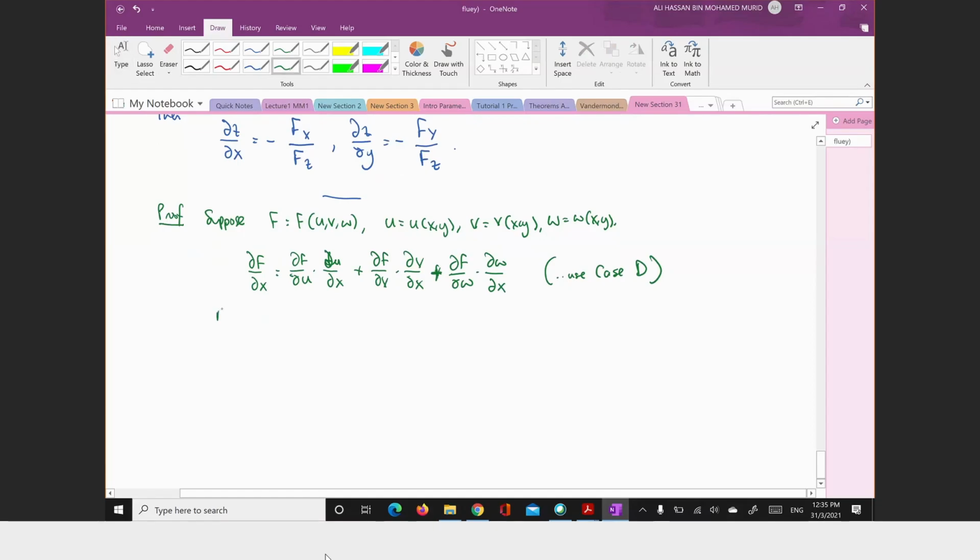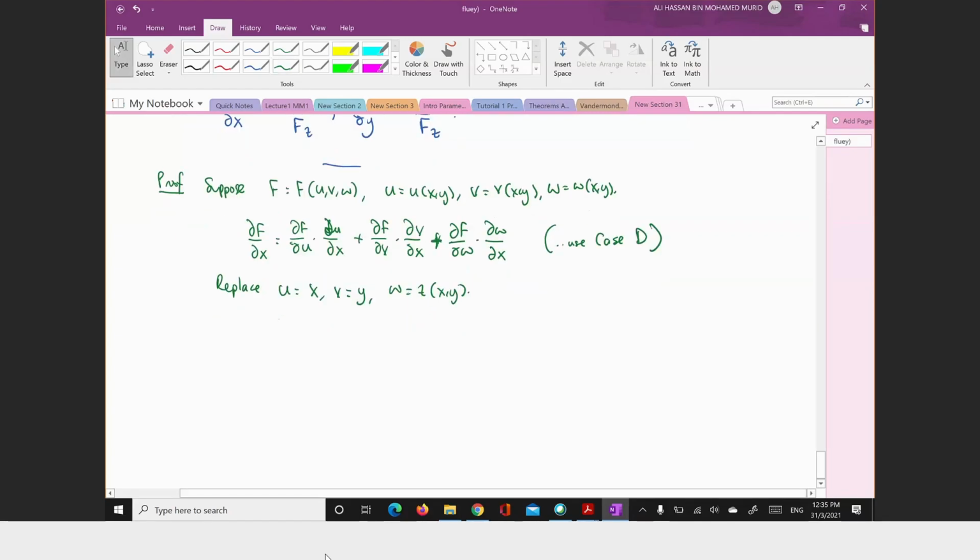So now suppose I replace u equal to x, v equal to y, and w as a function of x and y. So what happens? We have f partial x on the left equal to f partial x times partial x over partial x, plus f partial y times partial y over partial x, and then f partial z times z partial x. All right, that is the result.